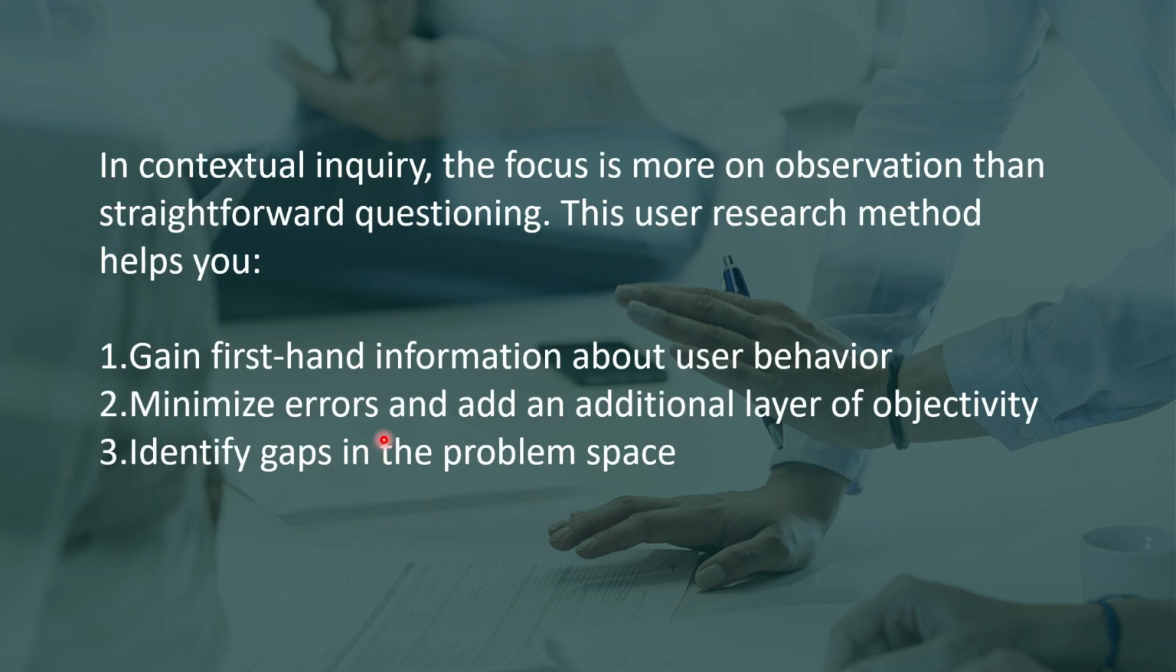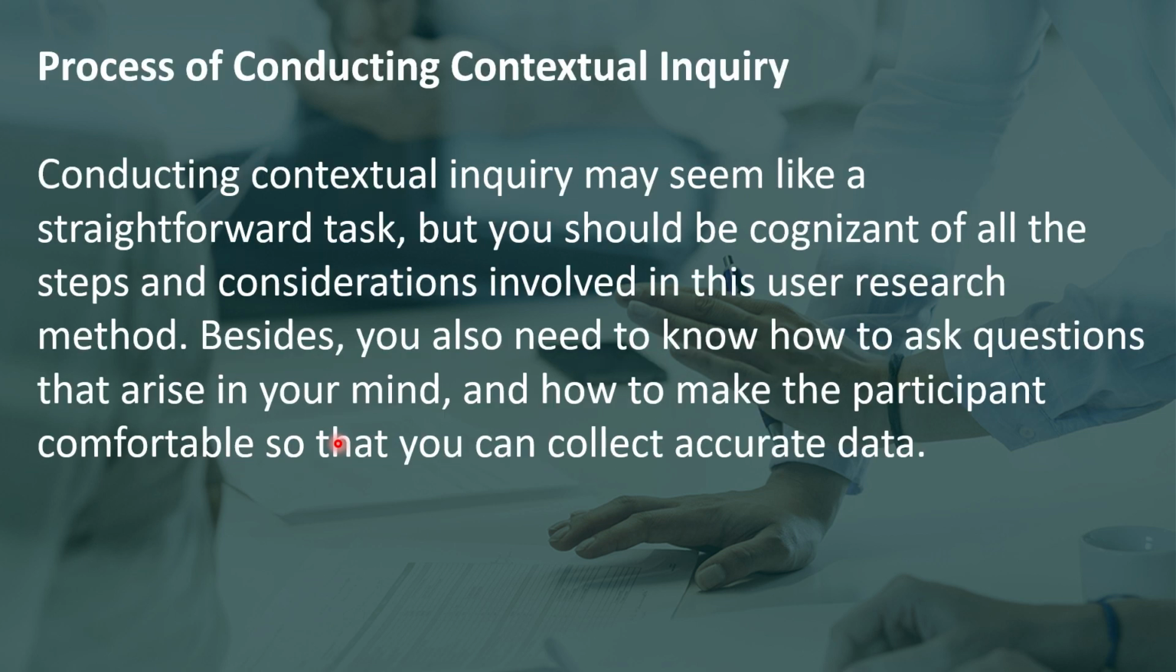Okay, so in contextual inquiry, the focus is more on observation than straightforward questioning. So basically you observe the behavior of the user interviewee. Okay, and then you will do some research. Okay, and this user research method helps you to gain first-hand information about user behavior and then minimize errors and add an additional layer of objectivity, then identify gaps in the problem space. Okay, so these three things can be minimized, or can be drawn from the contextual inquiry.